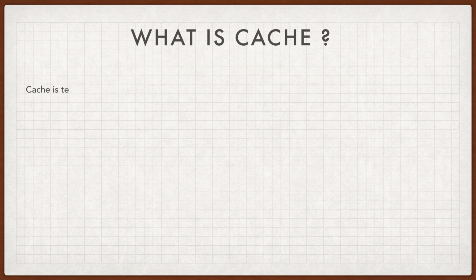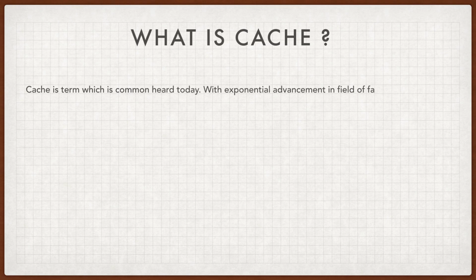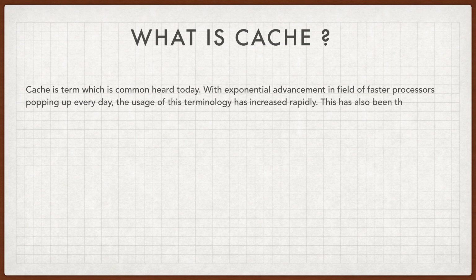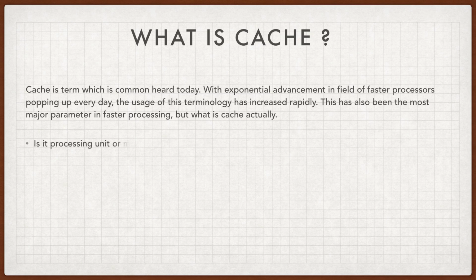Cache is a term which is commonly heard today. With exponential advancement in the field of faster processors popping up every day, the usage of this terminology has increased rapidly. This has also been the most major parameter in faster processing. But what is cache actually? Is it a processing unit or memory? Where is it?